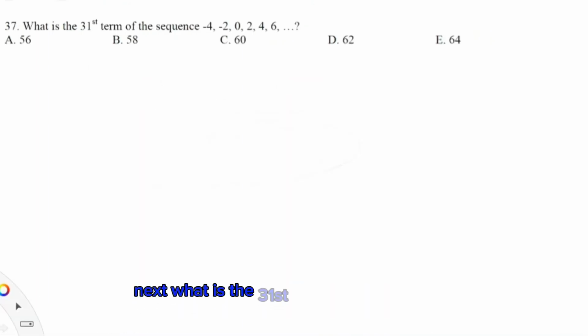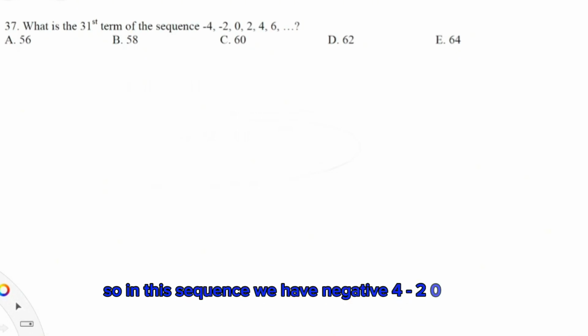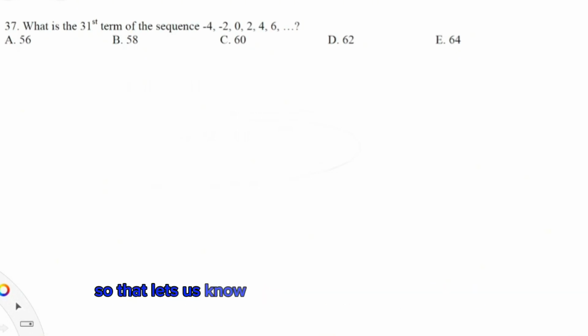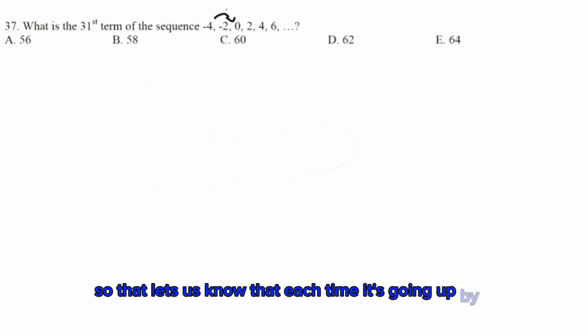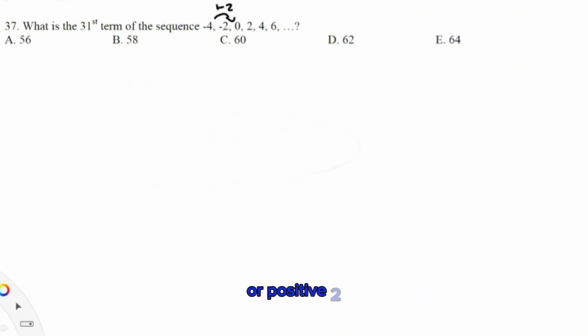Next, what is the 31st term of the sequence -4, -2, 0, 2, 4, 6? This is an arithmetic sequence in which it's going up by 2 each time. I actually have a full video just about arithmetic and geometric sequences, and that will be in the pinned card at the top. But anyways, let's continue with this problem. In this sequence, each time it's going up by 2, or positive 2. Knowing this, we can solve for the 31st term.